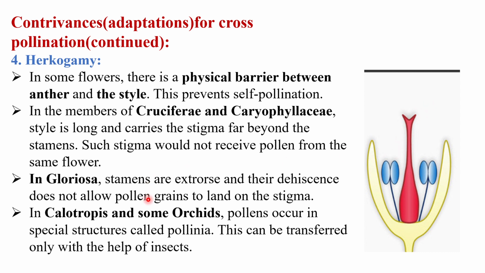In Gloriosa, stamens are extrorse and their dehiscence doesn't allow pollen grains to land on the stigma. Extrorse means stamens protrude outward. If the stamens protrude outward, the pollen grain cannot land on the stigma. In Calotropis and some orchids, pollens occur in special structures called pollinia. These can be transferred only with the help of insects. So this is all about herkogamy.